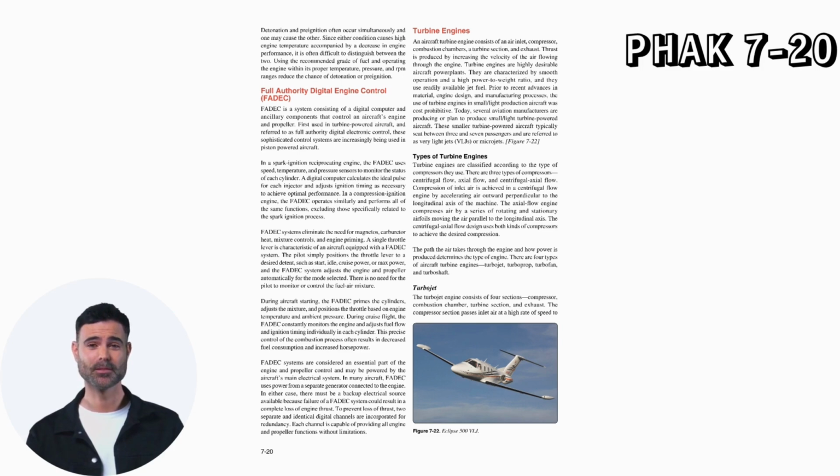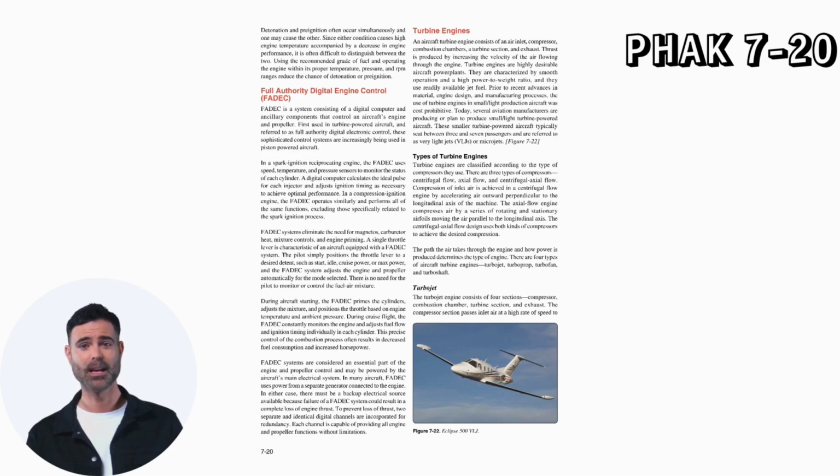Turbine engines. An aircraft turbine engine consists of an air inlet, compressor, combustion chambers, a turbine section, and exhaust. Thrust is produced by increasing the velocity of the air flowing through the engine. Turbine engines are highly desirable aircraft power plants. They are characterized by smooth operation and a high power-to-weight ratio, and they use readily available jet fuel.